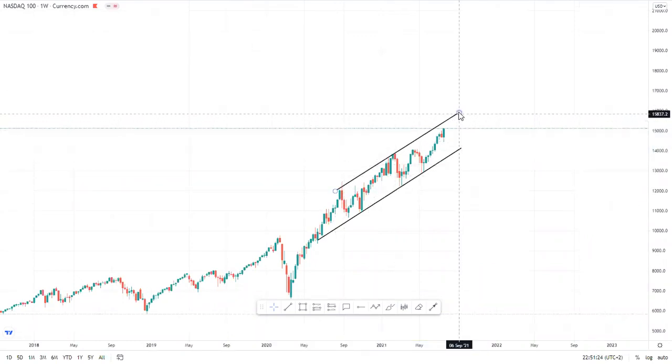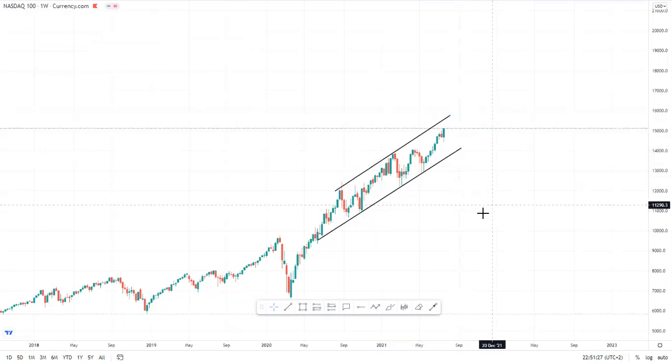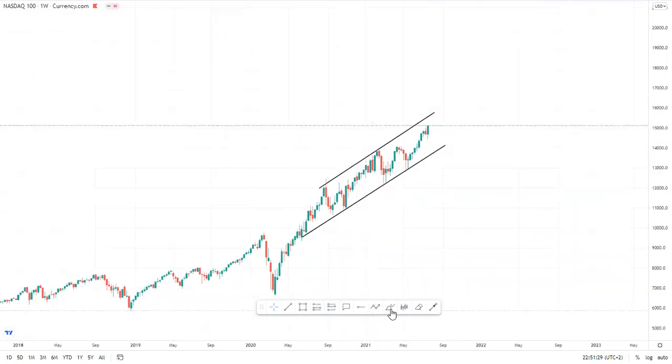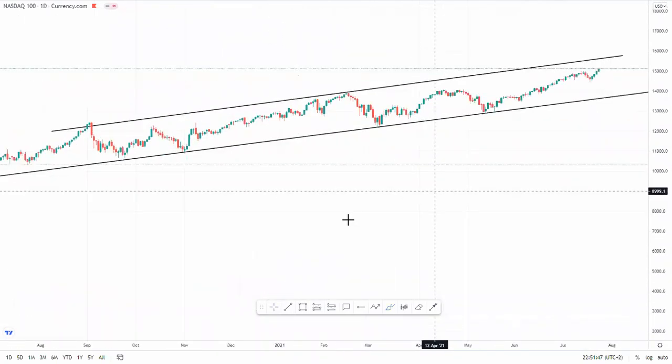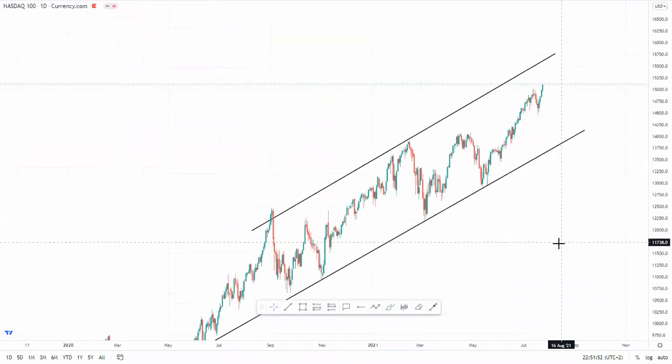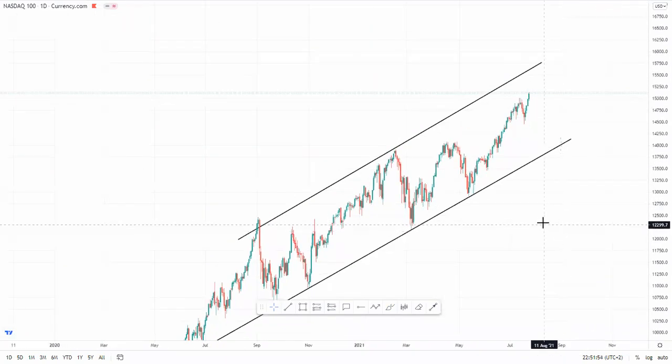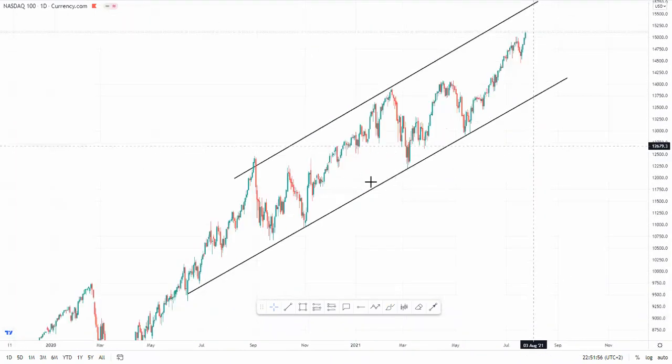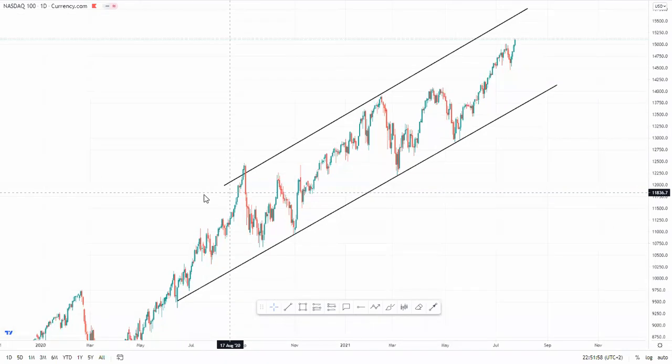Okay, so on the weekly chart, I can see that the market has been respecting this area here, and so forth. Okay, so I'll go deeper on the lower time frames so that I may see the market in 3D basically.